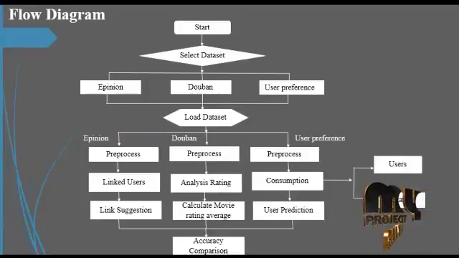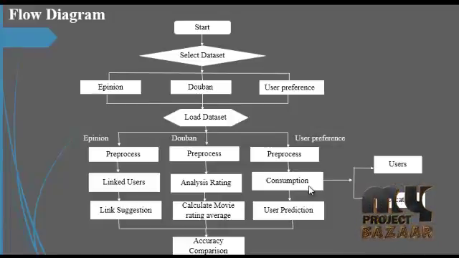Let's see our project data flow diagram. In our project there are 3 datasets: the opinion dataset, the DAO1 dataset, and the user preference dataset. Initially we select the particular dataset. We finally compare the accuracy obtained from all the datasets. So we have to process the 3 datasets one by one. The process for each dataset differs based on its content, so it should be executed separately.